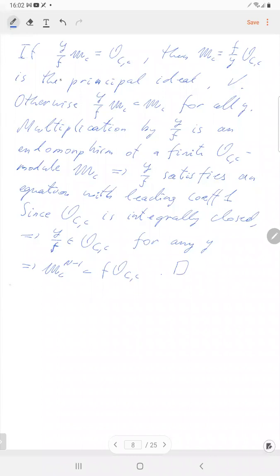So it was an important point. Once again, we proved that for curves, the smoothness is equivalent to normality, and also to the property of any local ring being a discrete valuation ring.